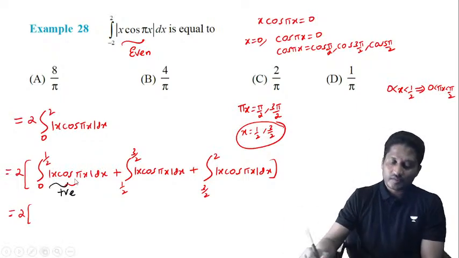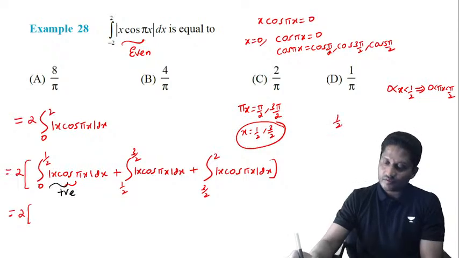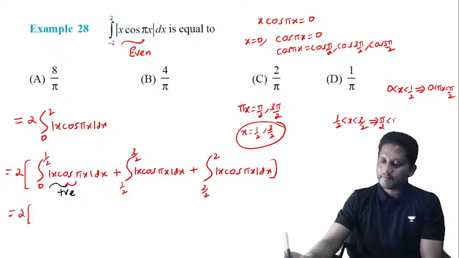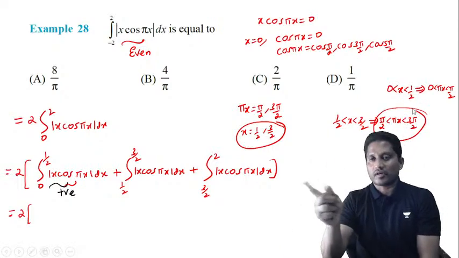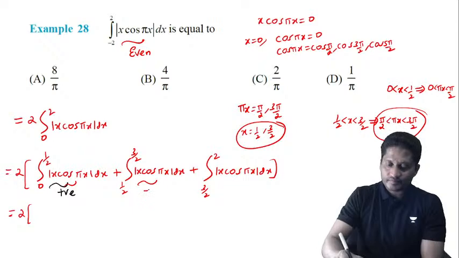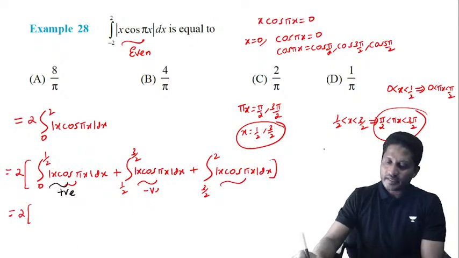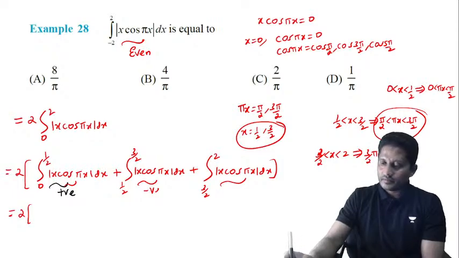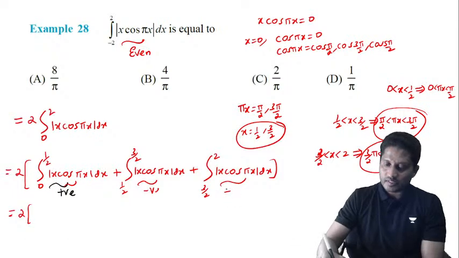This is positive. Now if x lies between half and 3 by 2, if you multiply by pi, you get pi by 2 less than pi x less than 3 pi by 2. Cos is negative in second quadrant and third quadrant, so this will be negative. And then again x lies between 3 by 2 and 2. If I multiply by pi, 3 pi by 2 is less than pi x less than 2 pi. Fourth quadrant cos is positive.